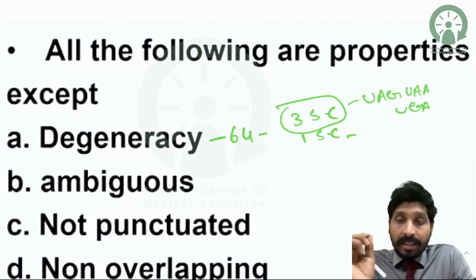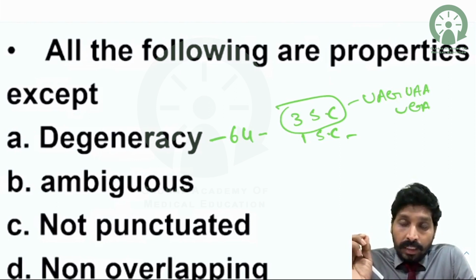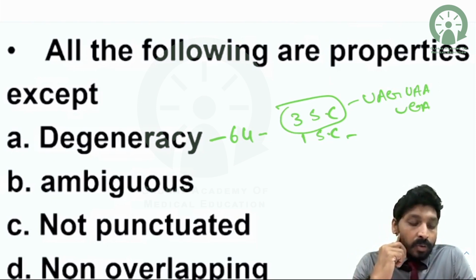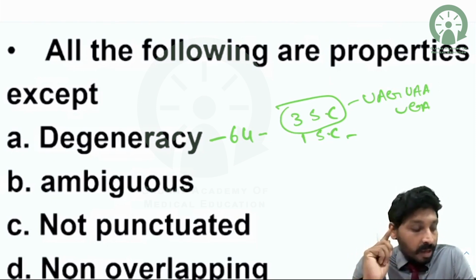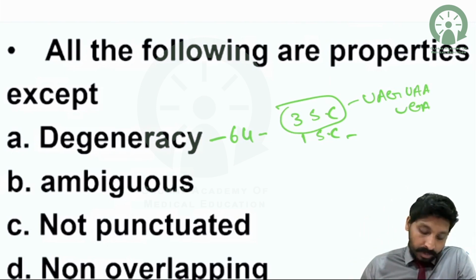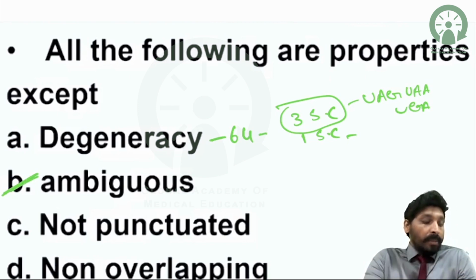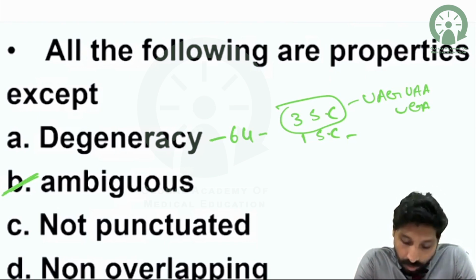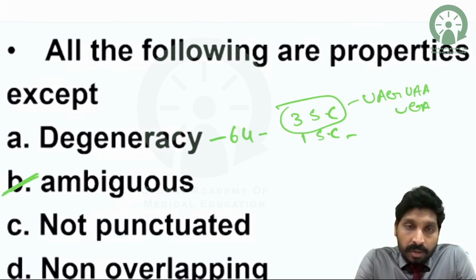So 20 amino acids are there. Each amino acid may be coded by more than one codon, so that is degeneracy. The exception is methionine and tryptophan, which are coded by only one codon. The genetic code is unambiguous: not more than one amino acid can be coded by a single codon. They are not punctuated, and yes, they are non-overlapping.